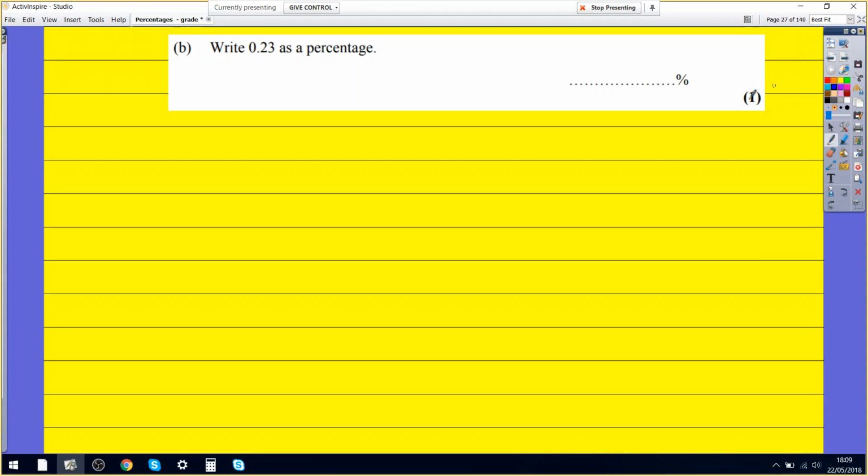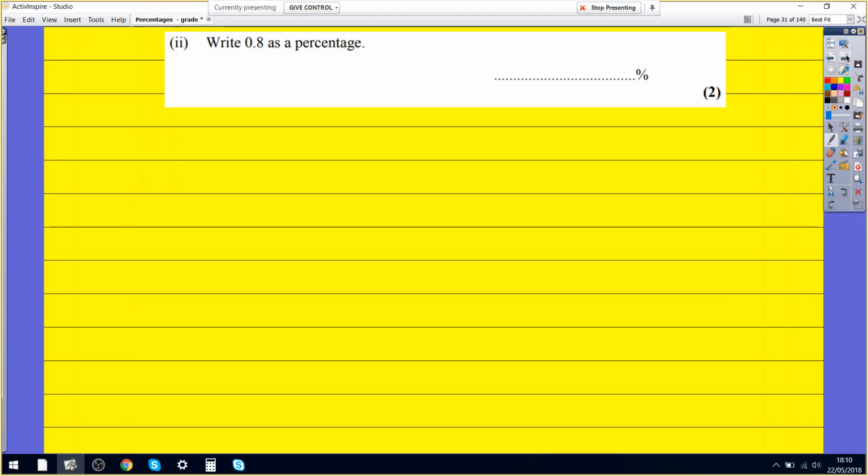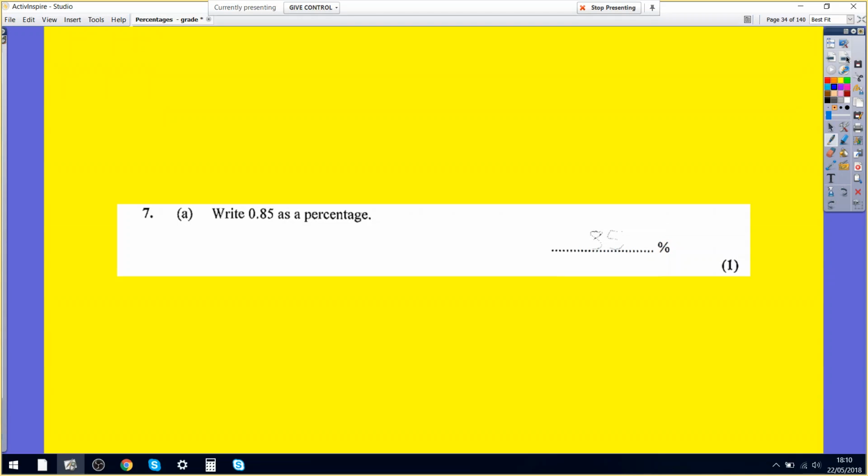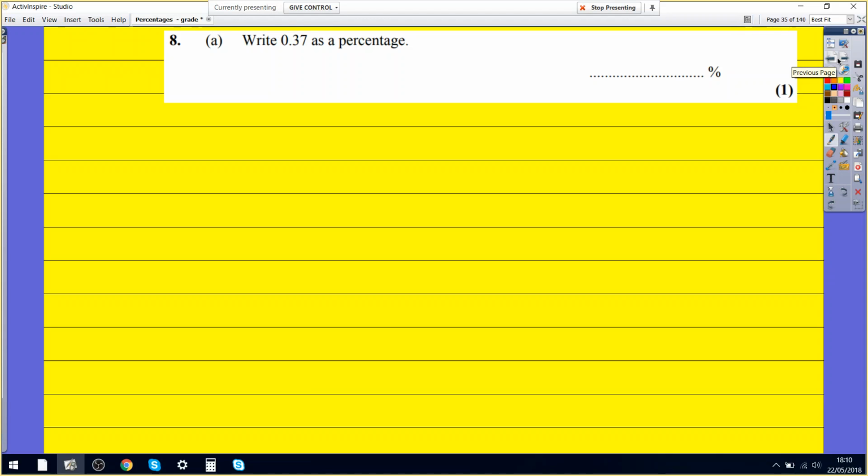Okay, this time decimals. 0.23, would this be 0.23% or? To change a decimal into a percentage, you times it by 100. Okay. That'd be, what was it? 23%. That's it. How about this one? 85%. That's it. So what you've got to do is basically take the 0 and the decimal point away. Like that'd be 37. So this is going to be 37%.